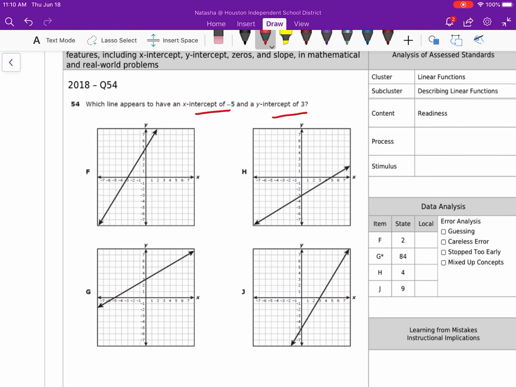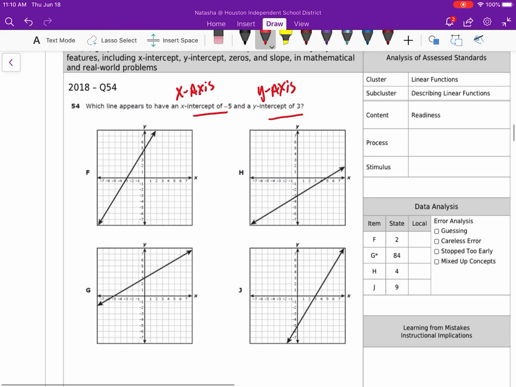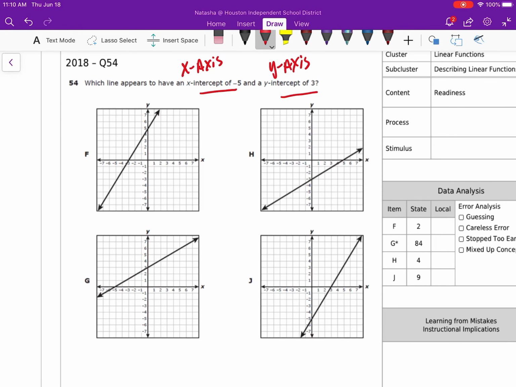Now, I'm going to remind you, the x-intercept is where it crosses the x-axis, and the y-intercept is where it crosses the y-axis. Now, we can look at our answers by either looking at the y-intercept or even the x-intercept. I'm going to go ahead and look at the x-intercept just because it comes first. If you want to try the y-intercept, that's fine. So that means I'm going to be looking at the x-axis, and I'm going to look at that point.